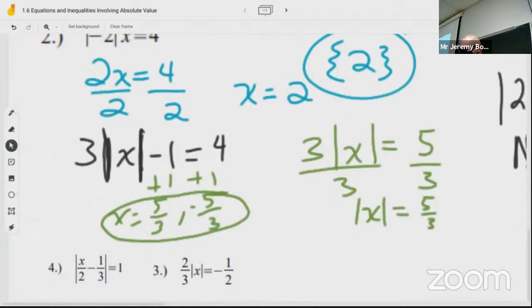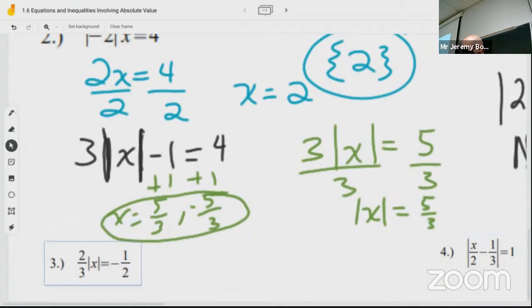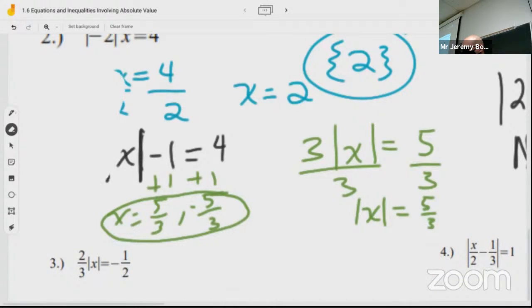so let's look at these things. Do I have enough room? I'll just erase what I have to these. Don't have room.